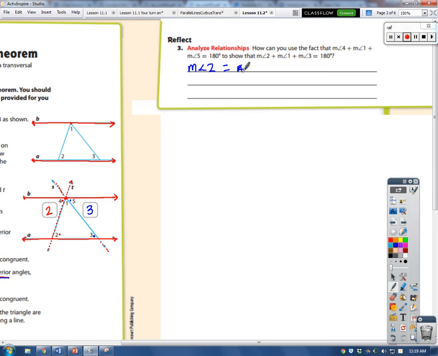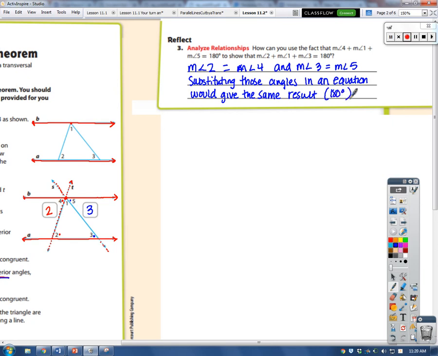of angle 4, and the measure of angle 3 is equal to the measure of angle 5, substituting those angles in an equation would give you the same result, which is 180. Okay, and we just kind of proved that by the activity a little bit earlier.